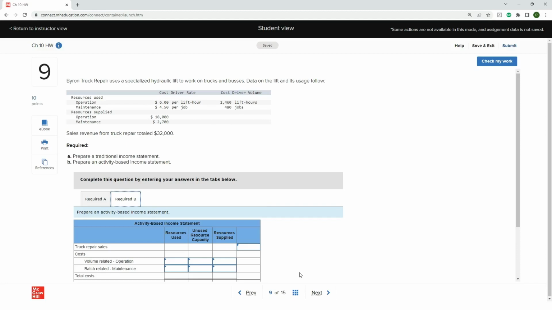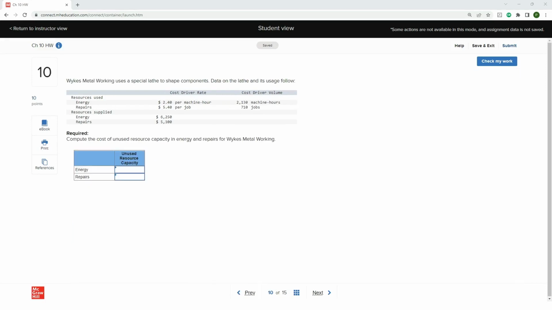A good example of these two types of income statements is on pages 459 and 460 of your textbook. Questions 10 and 11 are going to be similar to questions 8 and 9, so I'll let you do these on your own as well.